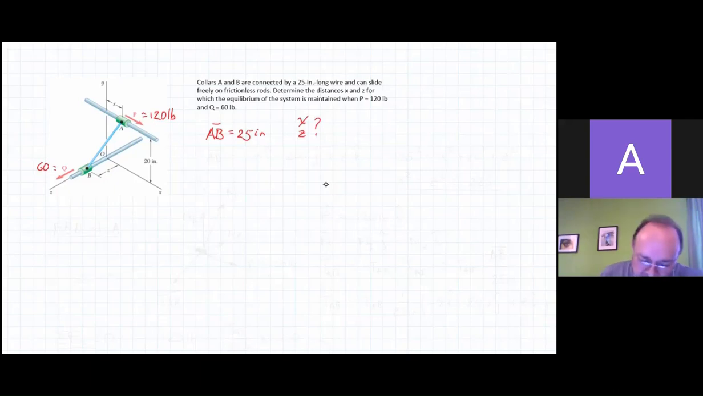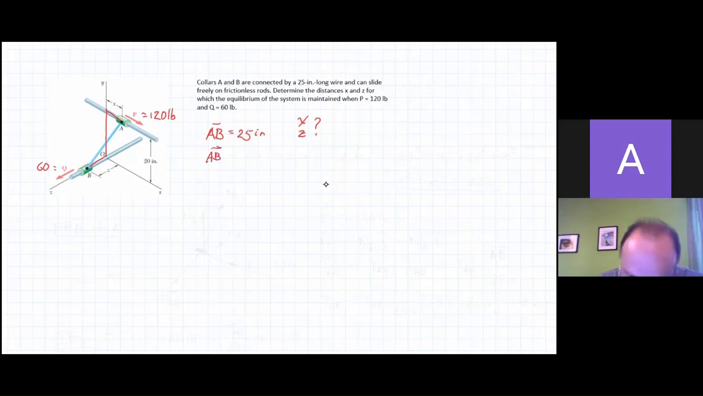Okay, so if we need x and z, well, x and z are part of the vector AB or BA, right? Because in order to go from A to B, we need to move this x amount here in the x direction, we go down 20 inches here and then z inches in this direction. So that's a good clue about how to find the solution for this problem. So let's set up the vector AB.